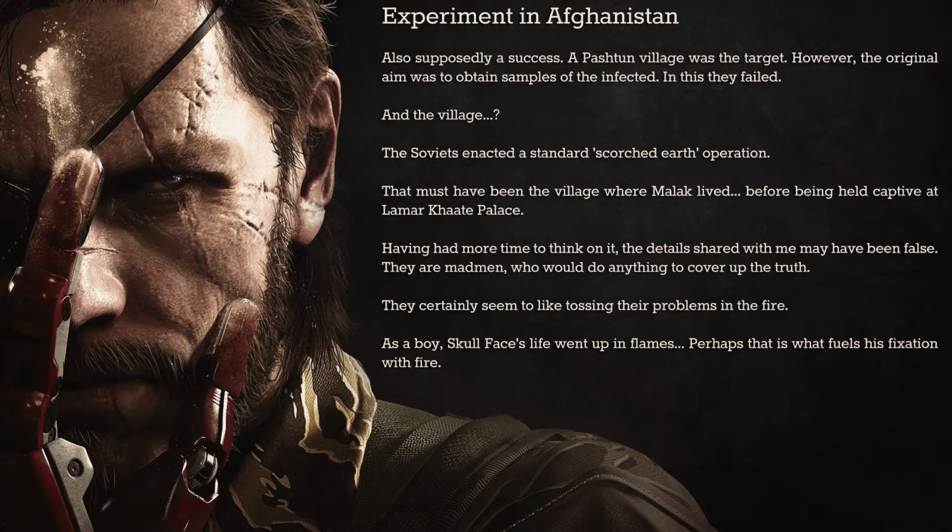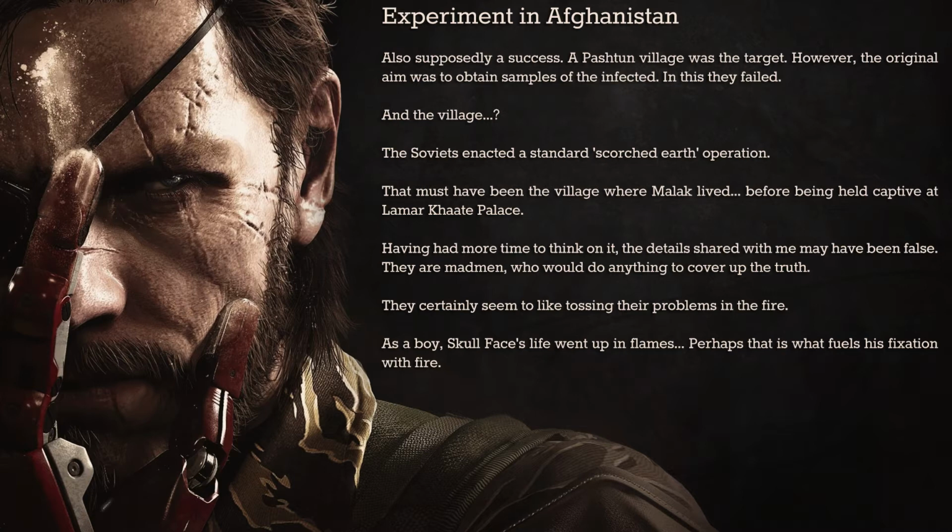However, the original aim was to obtain samples of the infected. In this, they failed. And the village? The Soviets enacted a standard scorched earth operation. That must have been the village where Malak lived, before being held captive at La Marjate Palace.